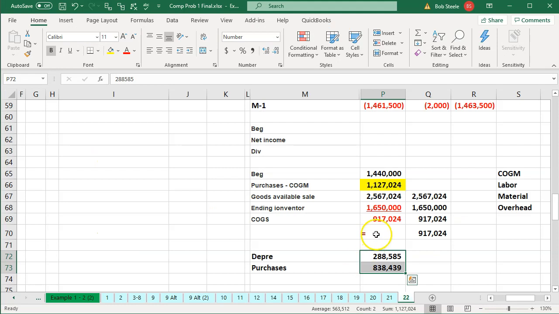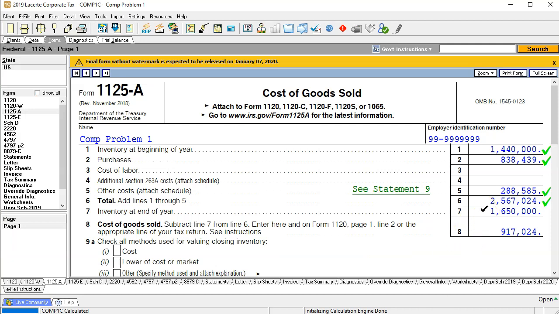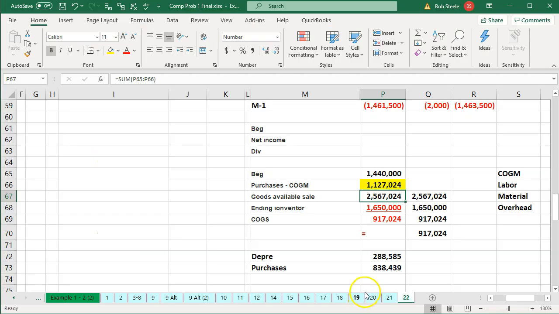So that looks good, and then we have the total of those, the 2567024. So the 2567024 is the goods available for sale. Then we're subtracting out the ending inventory, the 1650000. That looks good, and that should give us the same number that we had before because we pulled it from the actual financial statements for cost of goods sold of the 917024. So that gives us the 917024.